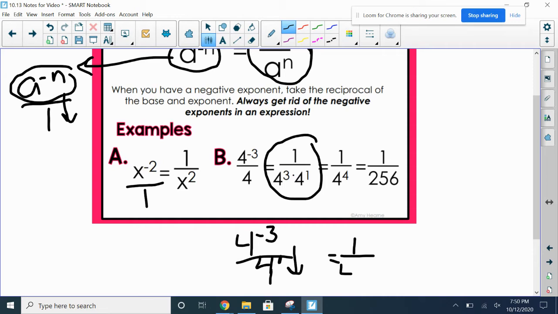I just wanted to show you that side piece where there was an assumed 1 there because they didn't put it in until they already did the steps. So I'm left with 1 over 4 to the 3 times 4 to the 1. Then we just follow our product rule that says when you have the matching base, you keep that base and add the exponents. So you'd be left with 1 over 4 to the power of 4, which equals 1 over 256.